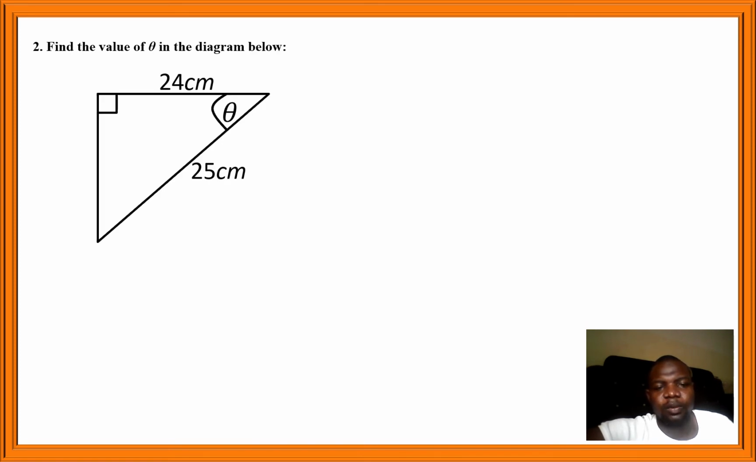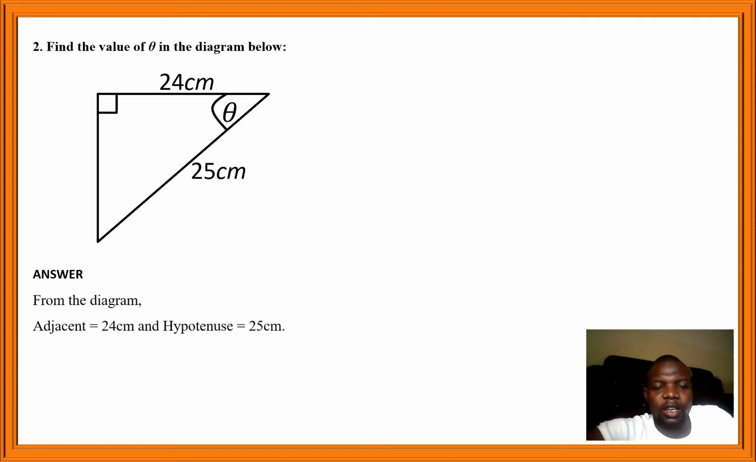For example 2, in order to find the value of theta, with respect to the position of the angle, the 24 centimeters here becomes our adjacent, whilst the 25 centimeters here becomes our hypotenuse. So in this case, our adjacent is 24 centimeters and the hypotenuse is 25 centimeters.